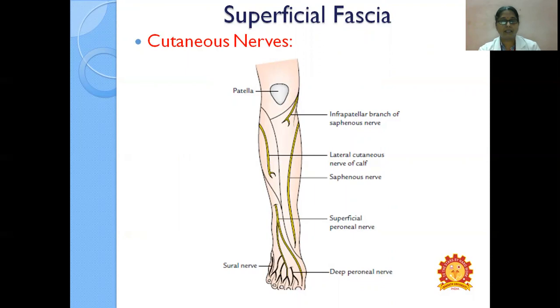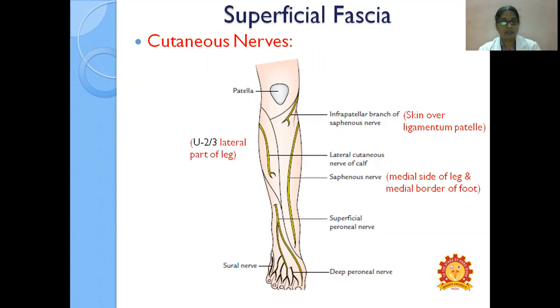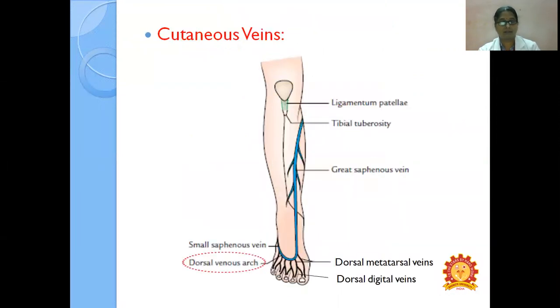What we are seeing here is the cutaneous nerves present in the superficial fascia. One is the infrapatellar branch of the saphenous nerve, which supplies the skin over the ligamentum patellae. Then this is the saphenous nerve which lies along with the great saphenous vein. It is seen on the medial side of the leg and starts from the medial border of the foot. The upper 2/3 lateral part of the leg is supplied by the lateral cutaneous nerve of calf. The lower 1/3 lateral part of the leg and the dorsum is supplied by the superficial peroneal nerve.